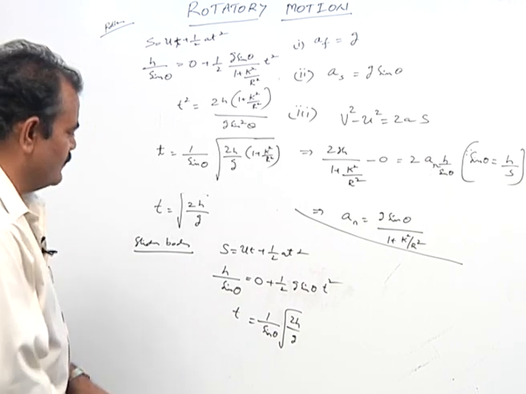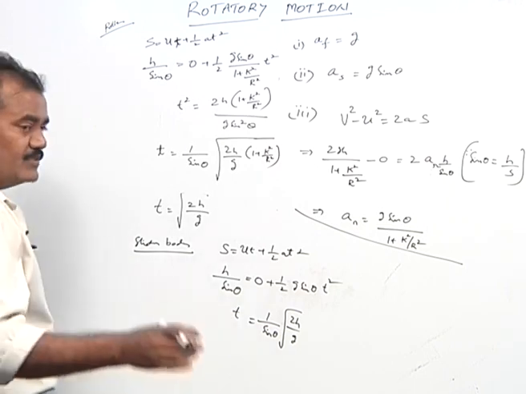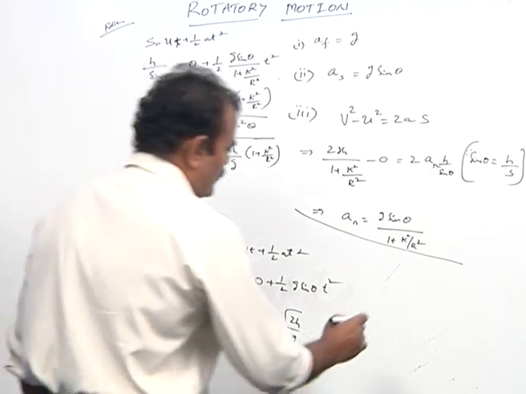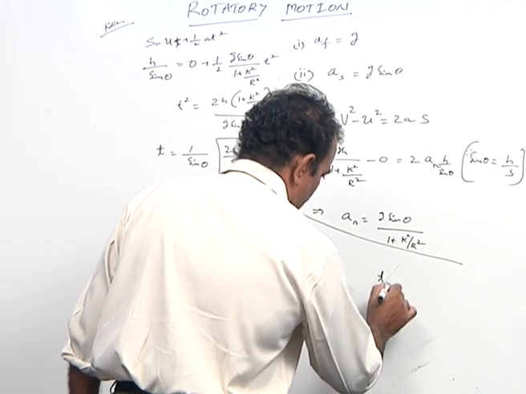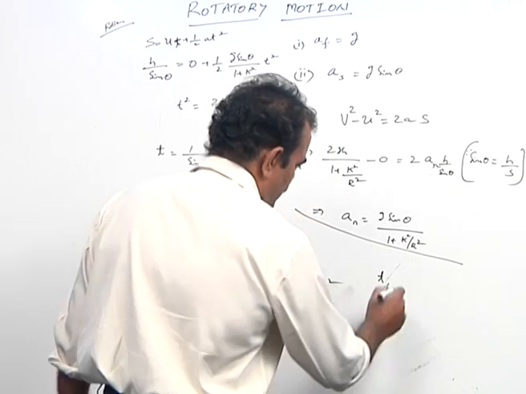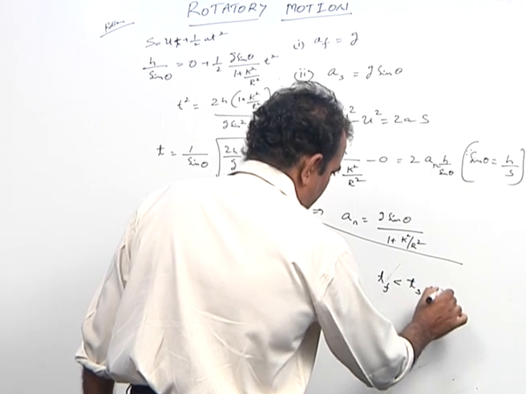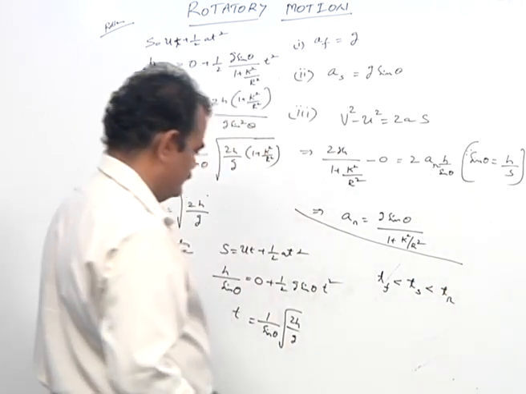And in all these cases, first what we have to understand is that the time taken for the freely falling body will be minimum. So the time taken for the freely falling body is less than the time taken for the sliding body, and less than the time taken for the rolling body.